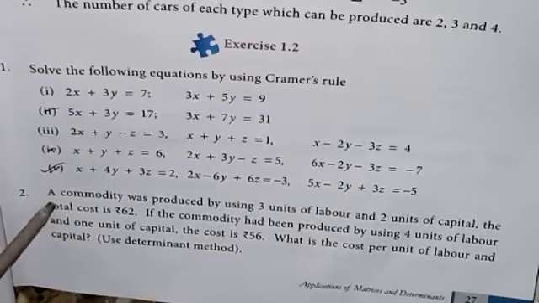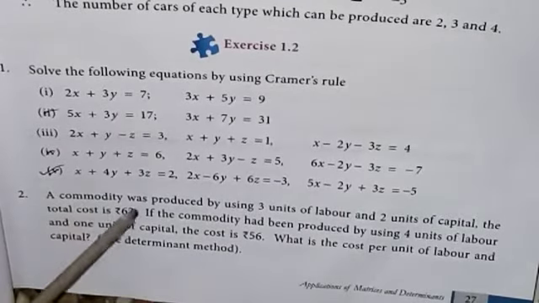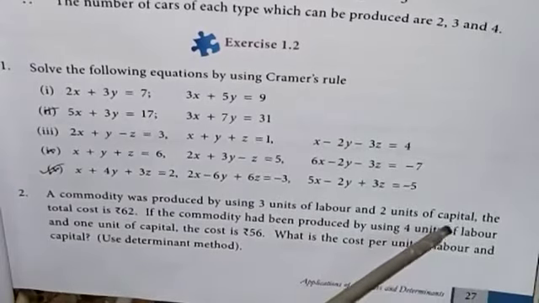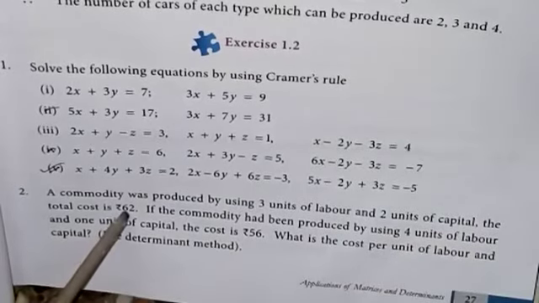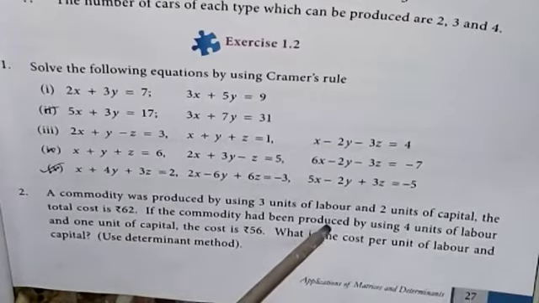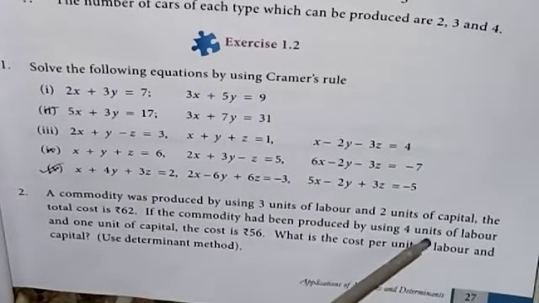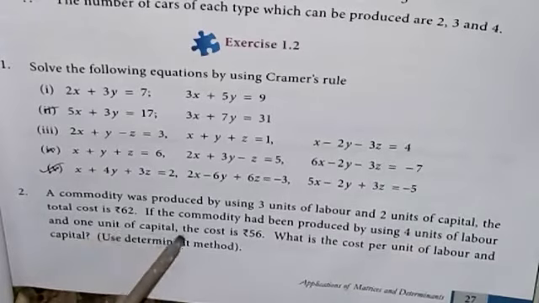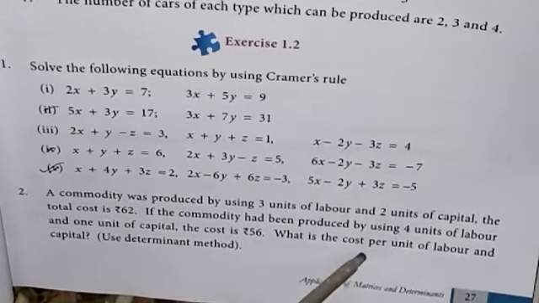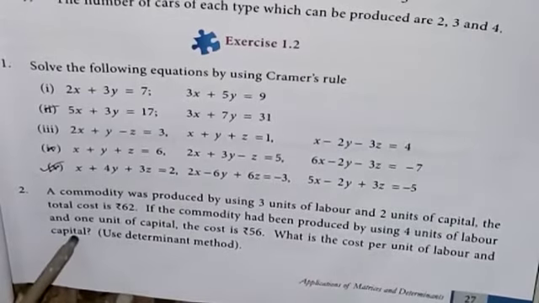Hi students. Exercise 1.2, second problem, Cramer's rule. A commodity was produced by using 3 units of labor and 2 units of capital. The total cost is rupees 62. If the commodity has been produced by using 4 units of labor and 1 unit of capital, the cost is rupees 56. What is the cost per unit of labor and capital?